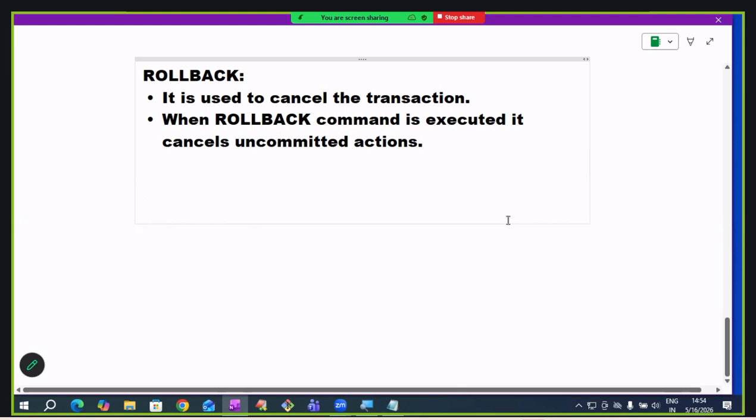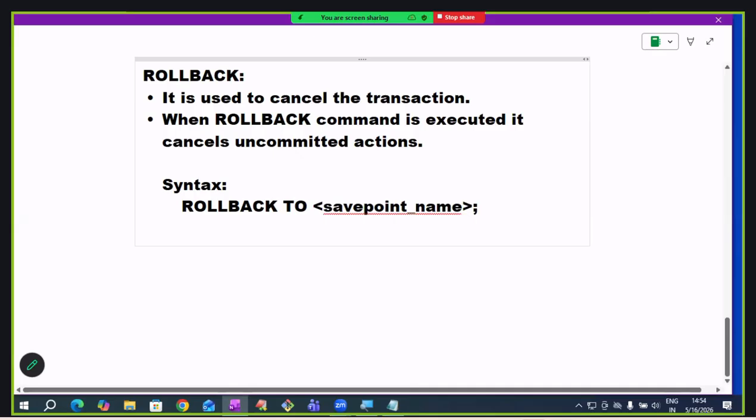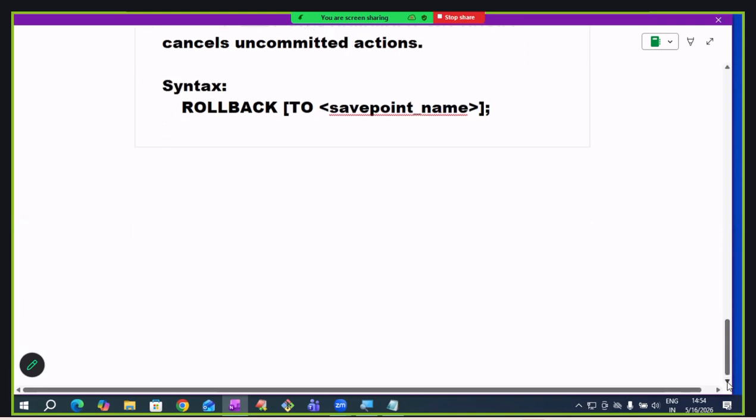How to use it? See the syntax here. We write rollback, and the entire transaction, all uncommitted actions, will be cancelled. Sometimes we write rollback to savepoint name. Later I will explain the savepoint name when I cover the savepoint command. This is optional, not compulsory. So remember this syntax.